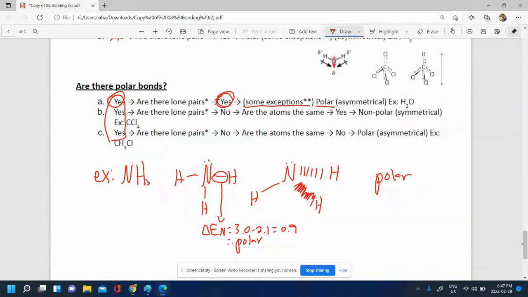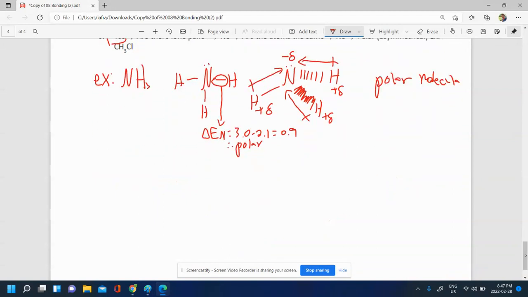So what that means is if we draw our dipole vectors, they're pointing towards nitrogen because nitrogen is more electronegative, and they're not going to cancel out. Overall, this molecule is not considered symmetrical. The dipoles do not cancel out, and therefore the molecule is polar. Let's try another example. So we'll do CF4.